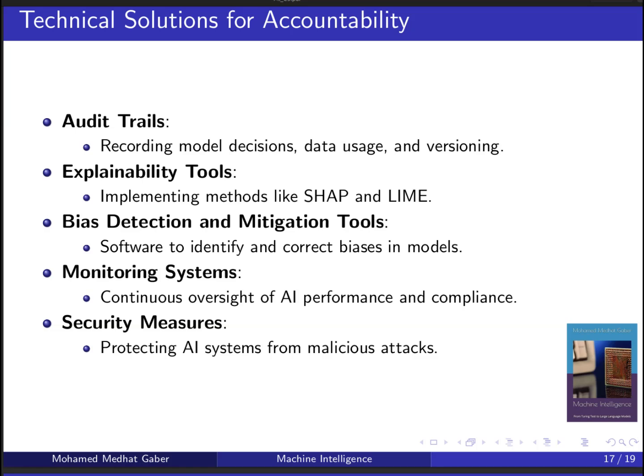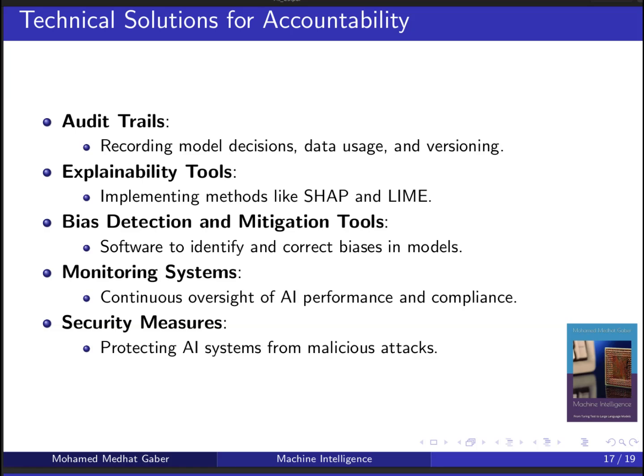also robust and trustworthy. One fundamental technical solution is the implementation of audit trails. Audit trails involve systematically recording all aspects of the AI system's operation, including data usage, decision-making processes, and model versioning. By maintaining detailed logs, organizations enable traceability, allowing them to review how specific decisions were made and identify any deviations from expected behavior. Audit trails are invaluable for diagnosing issues, investigating incidents, and demonstrating compliance during audits.